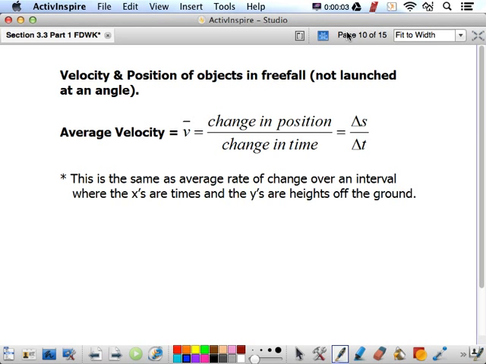So now we want to talk a little bit, and eventually we'll talk more in depth about this. So we're just going to kind of start off slow. We'll build into it, and hopefully at some point we'll stop and spend the whole day on this. But for now, we want to revisit average velocity.